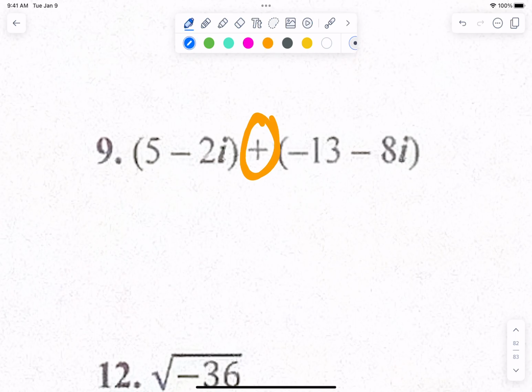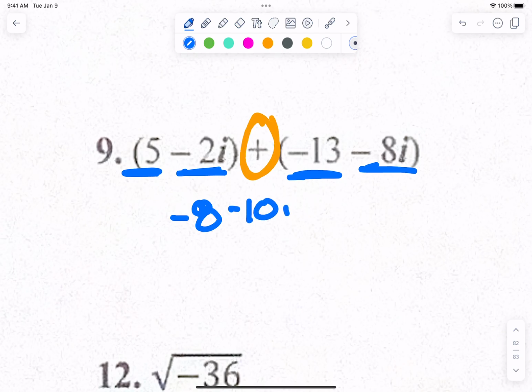What are like terms? 5 and negative 13. What's that become? Negative 8. What about negative 2i and negative 8i? Negative 10i.